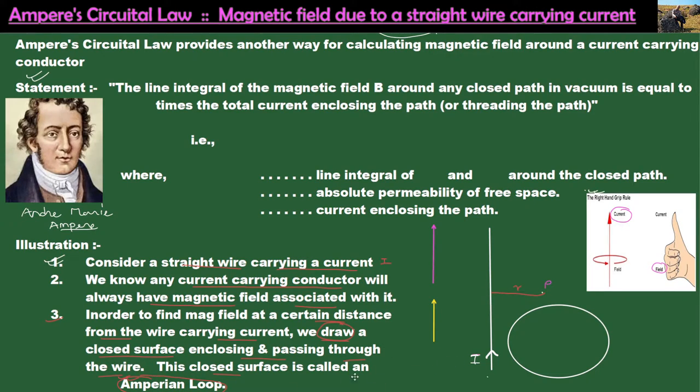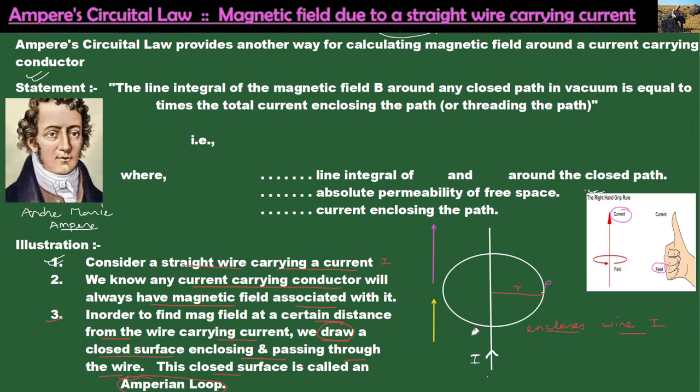So over here, if I want to find the magnetic field at this particular point P, I will take this circular Amperean loop. I will draw this loop in such a way that it passes through that point P and also encloses that wire or conductor carrying a current I.